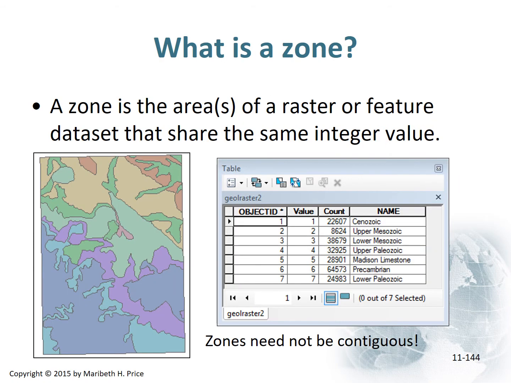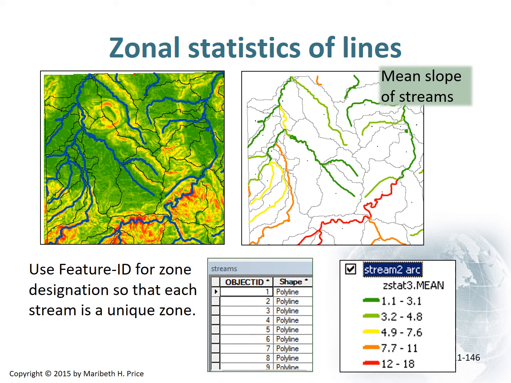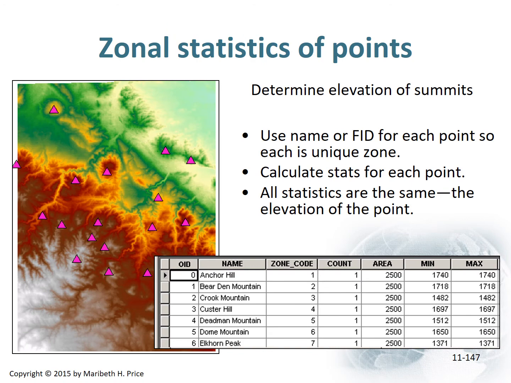What is a zone? It's an area within a raster or feature data set that shares the same value. Zonal statistics. You simply calculate the statistics for the individual zones. You can do it for lines or polygons. You can also do it for points.